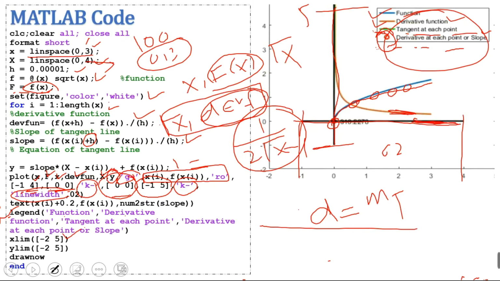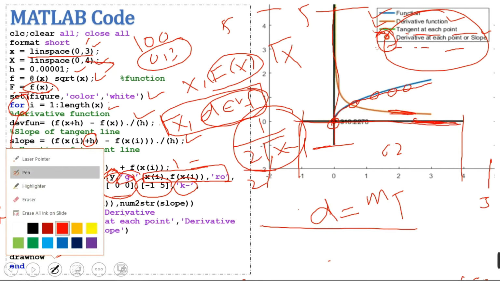This command is used to set the x limit, and this is the y limit. Our x limit is -2 to 5, and the y limit is also -2 to 5. Then we use the draw now command, and we end our for loop. This is the MATLAB code to plot a function and its derivative function.